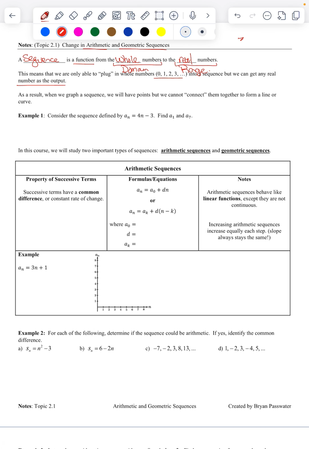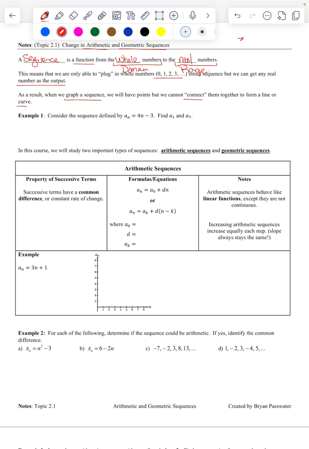So because we can only plug in whole numbers, when we graph a sequence, we will have points, but we cannot connect them together to form a line because we're not going to be plugging in anything that is between 1 and 2 or between 2 and 3. We're only going to be plugging in 1, 2, 3, and 4.